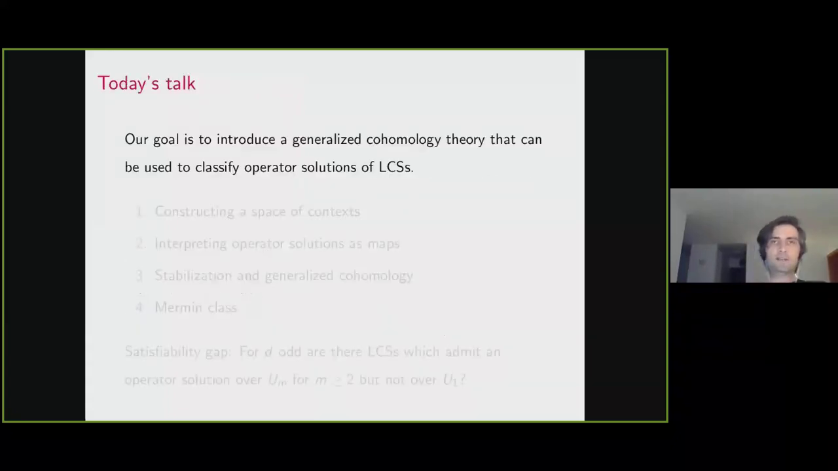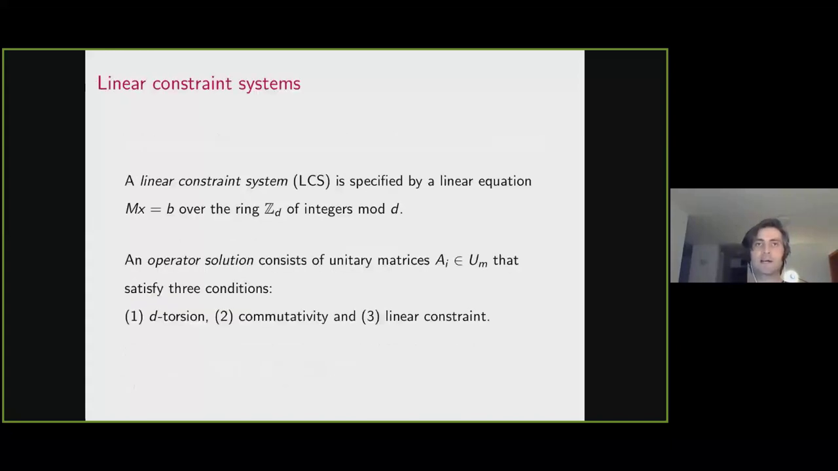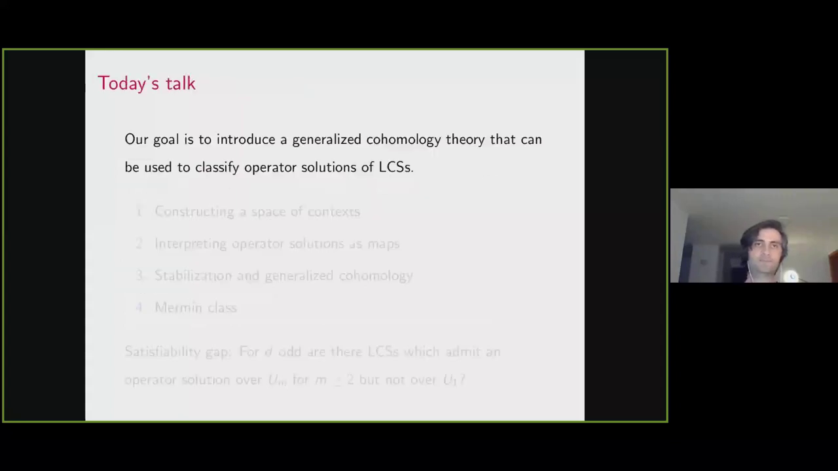So today, as I said, a generalized cohomology theory is going to be constructed. And the classes in this generalized cohomology theory are going to correspond to operator solutions of linear constraint systems. Essentially, these are collections of unitary matrices with these three properties.